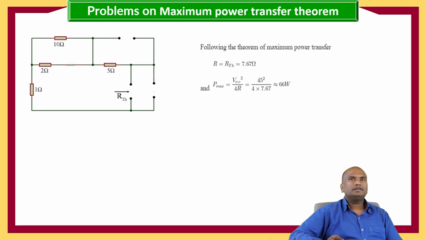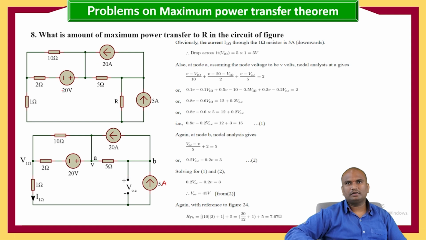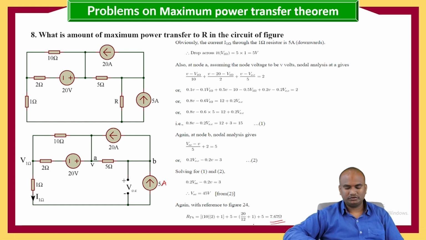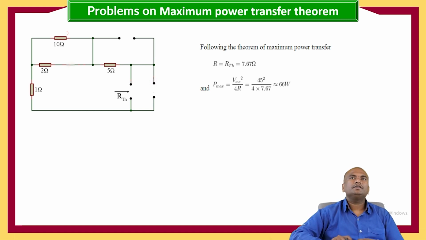So if you see this circuit, these two resistances, 10 ohms and 2 ohms, are connected in parallel. That combination is in series with 5 ohms and 1 ohm. That is equal to 7.67 ohms. So now we got the RTH value as 7.67. So we can write it as load resistance is equal to RTH, that is equal to 7.67 ohms.